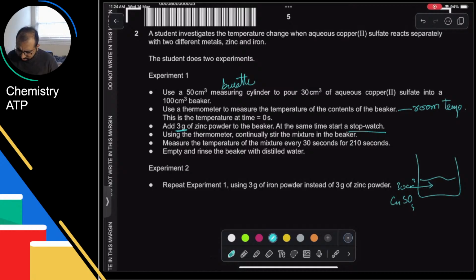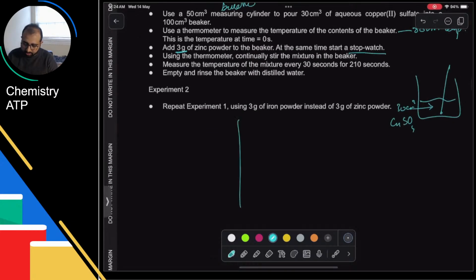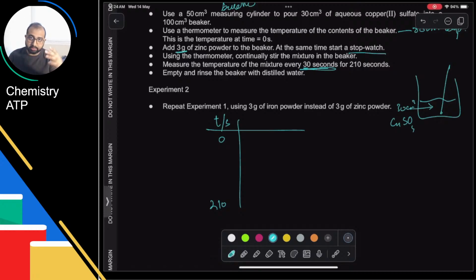Okay, using the thermometer, continually stir the mixture in the beaker. Okay, so he's stirring it. There's a thermometer here. All right. Measure the temperature of the mixture every 30 seconds for 10 seconds. So he's measuring two things. There's the time, which is in seconds. You can see over here. Okay. He's starting at 0. He's going all the way to 210. So 30, 60, all of those. And then he will obviously measure the temperature, which is probably in degrees Celsius.